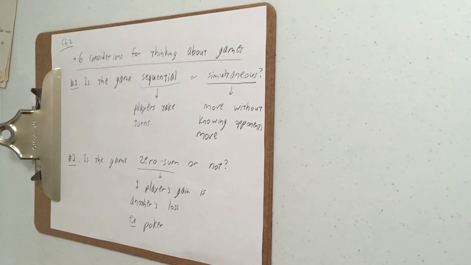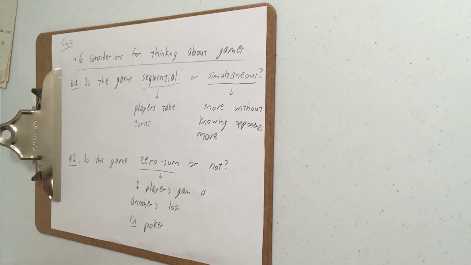Chess is also a zero-sum game. You can't have two winners in a chess game. Either someone wins or someone loses, or it's a draw. You don't have two winners.